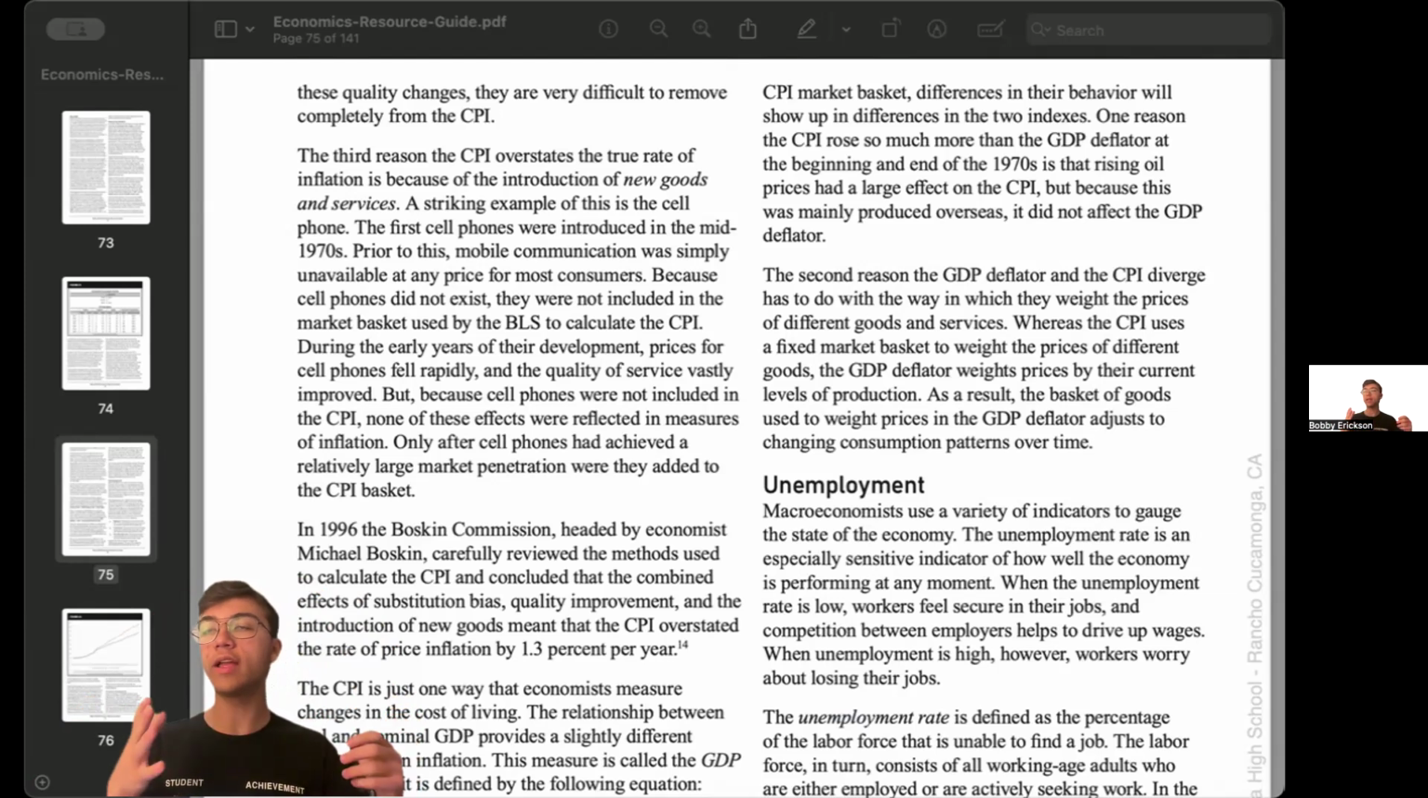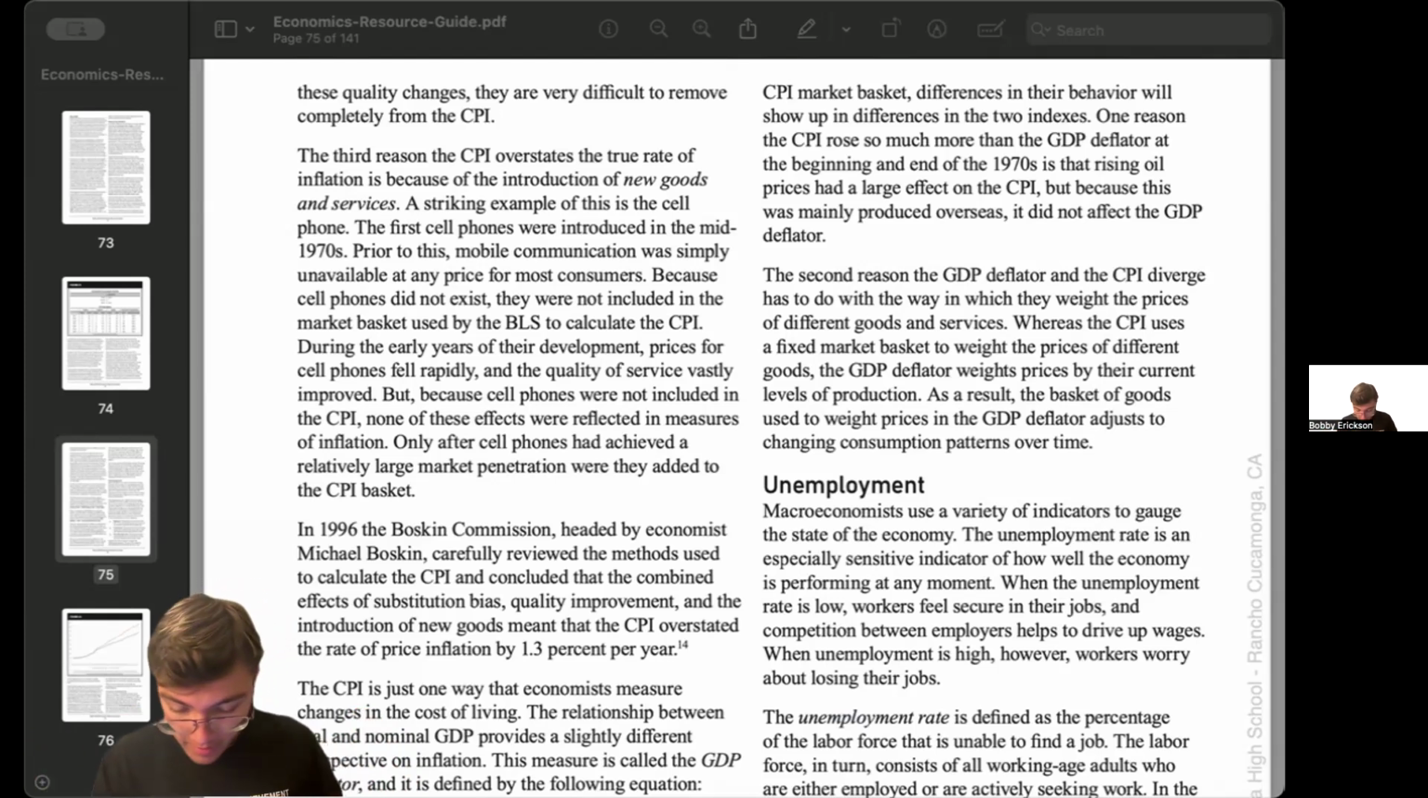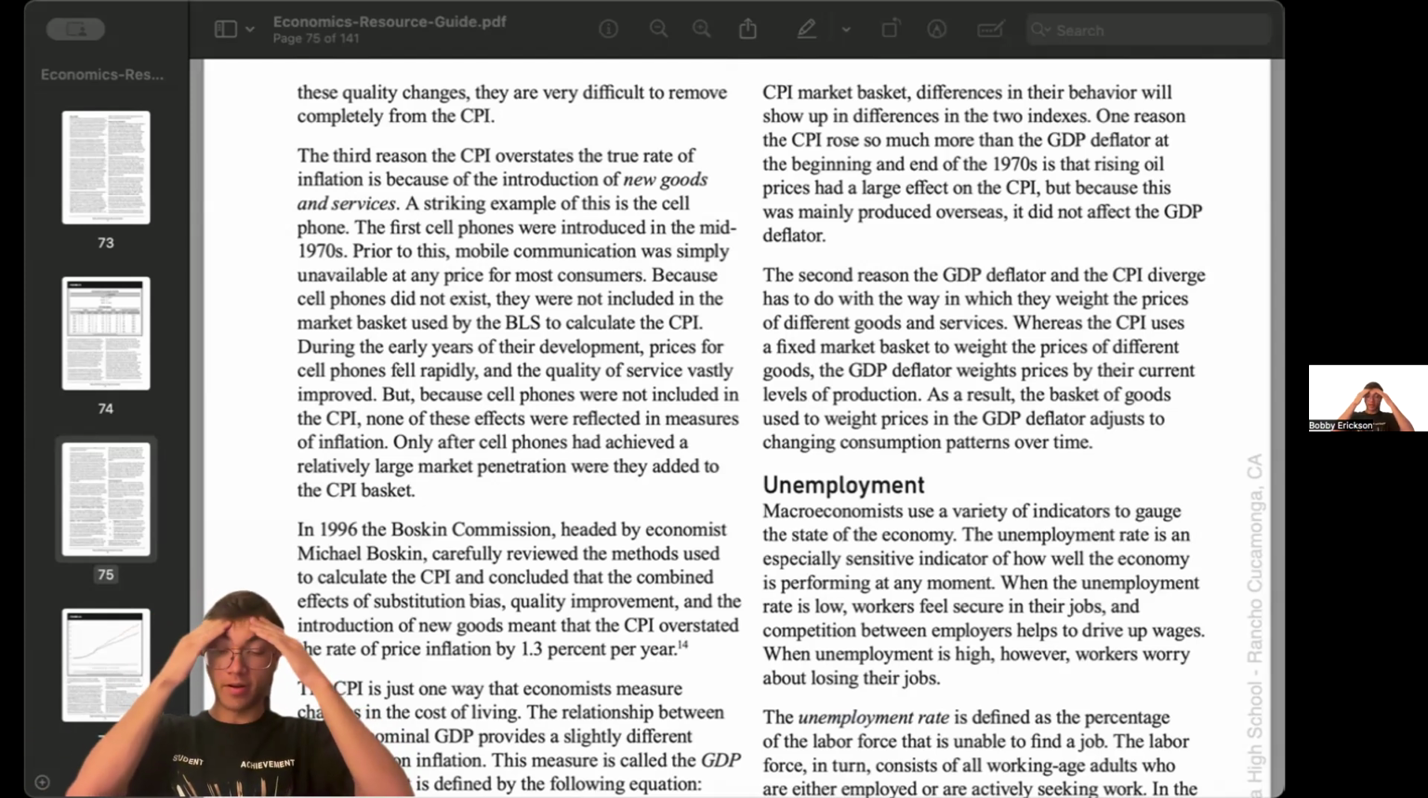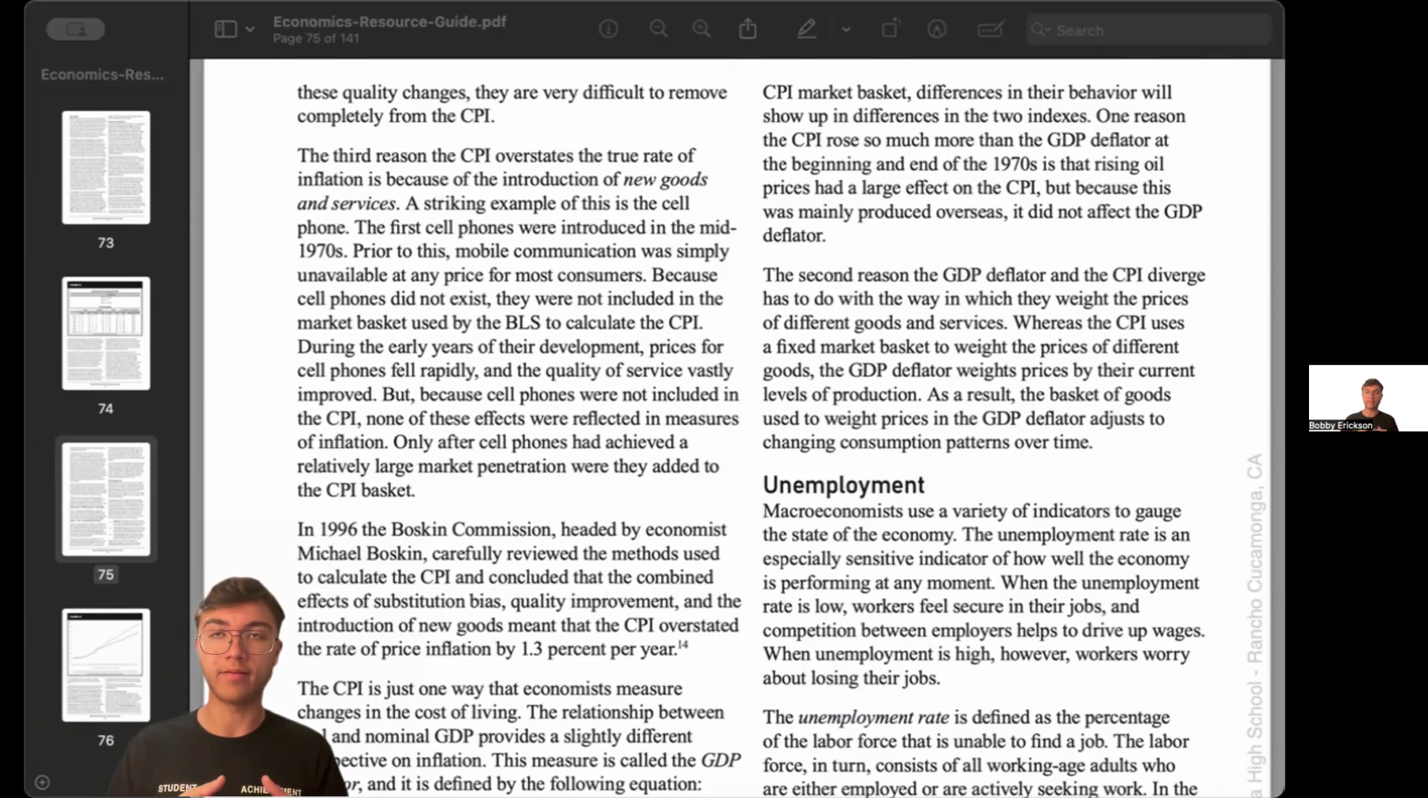Remember, real GDP is the quantity in the given year multiplied by the price of the base year. Whereas CPI is the quantity of the base year times the price of the given year. And so we can see that there's a difference here. And real GDP relates to the GDP deflator because nominal GDP is the deflator multiplied by the real GDP.